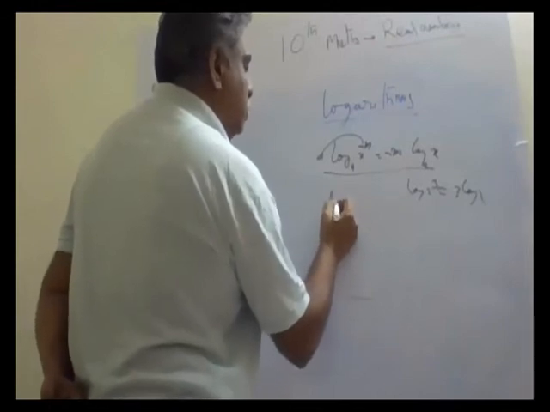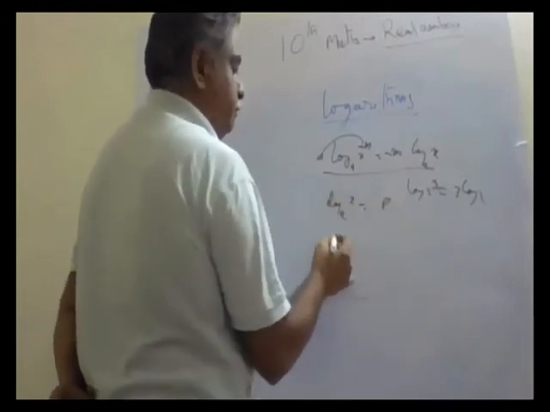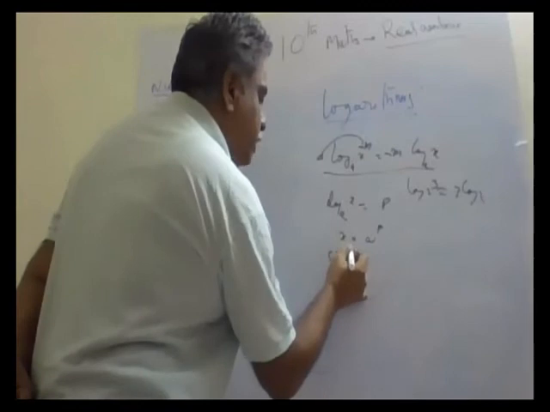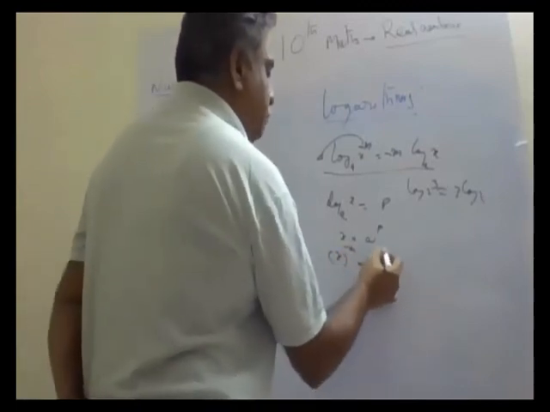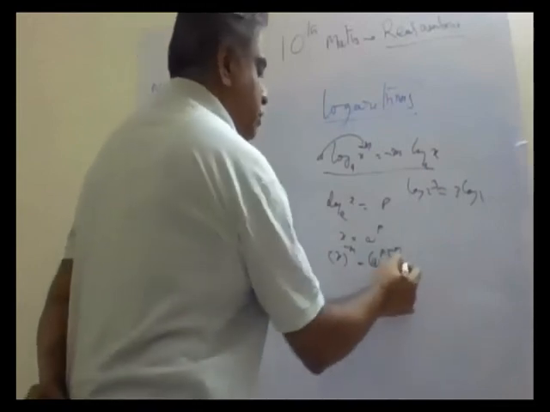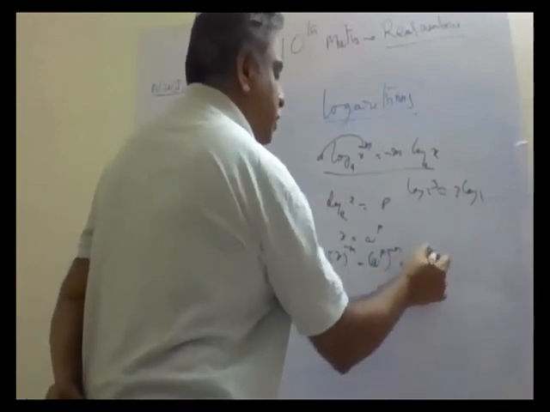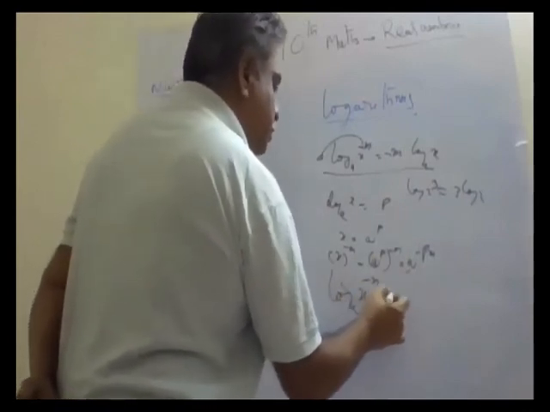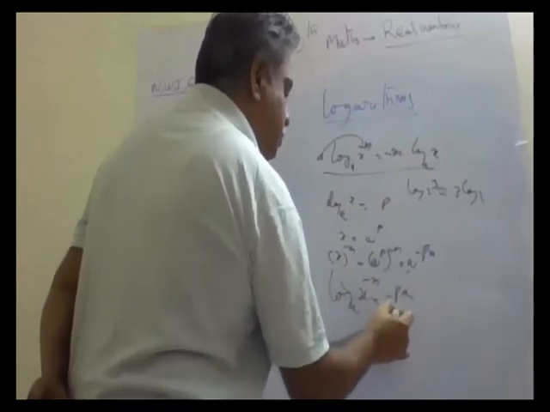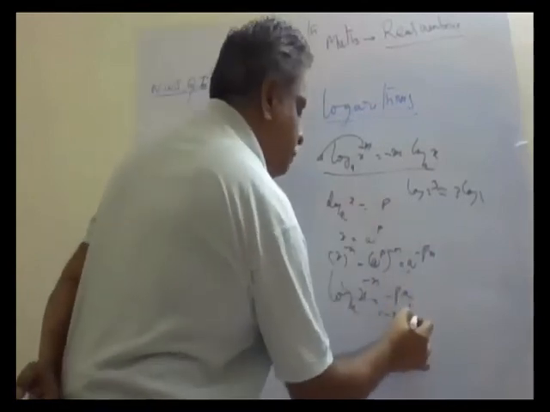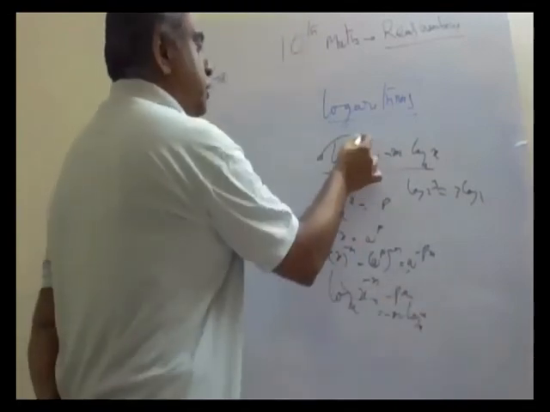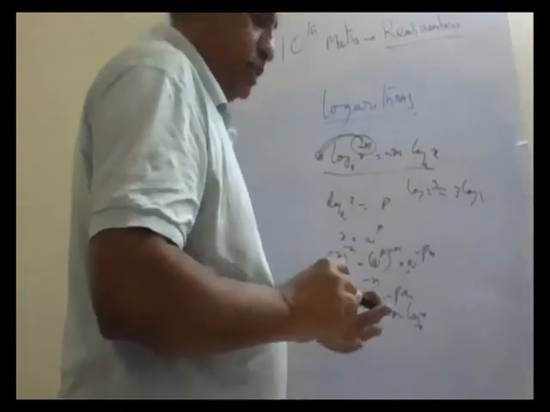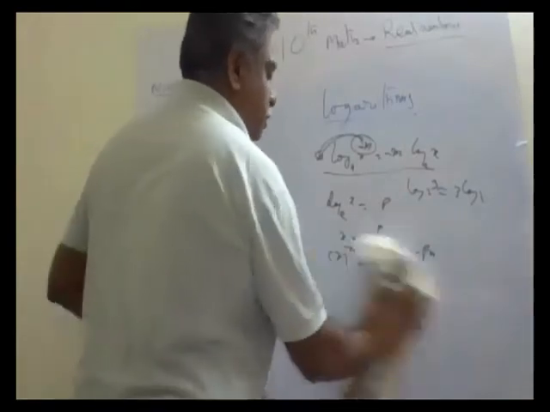So let log x to base a be equal to p. So that means x is equal to a to the power of p. Now raise both sides to the power of minus m. That means a to the power of p, whole to the power of minus m, is equal to a to the power of minus pm. So when I convert these to logarithms, log x to the power of minus m base a is equal to minus pm. That is minus m into p, which is again log x to base a. So whatever is to the power will come to multiplication. This is the second property of logarithms.